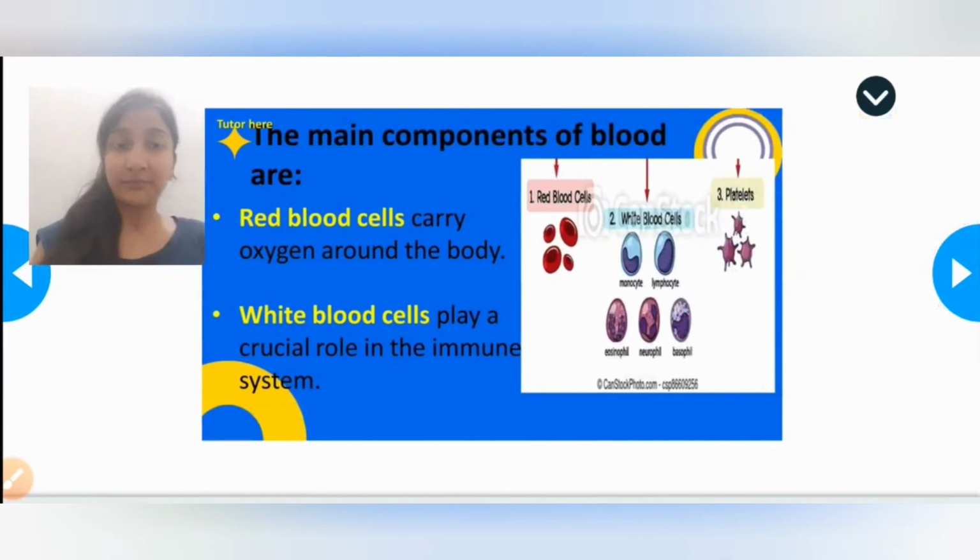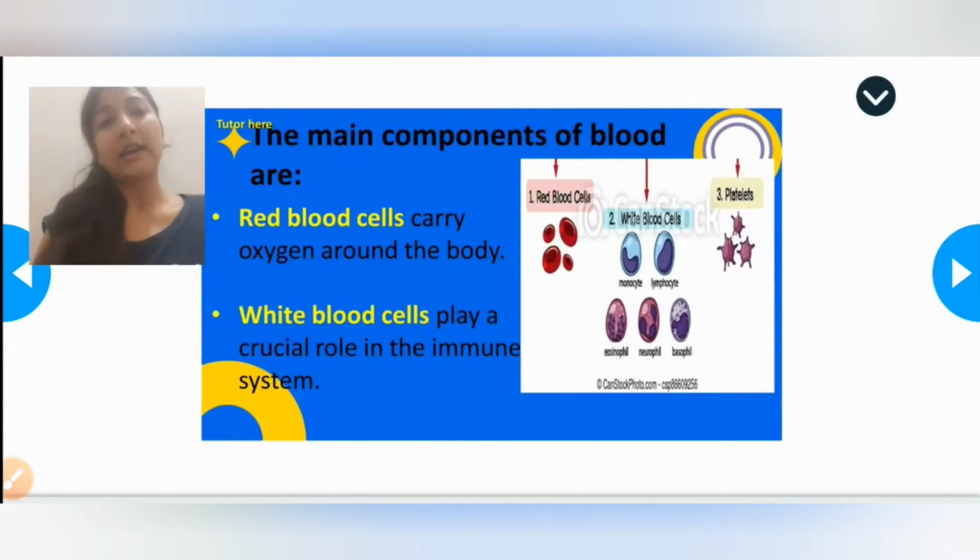So, what are the main components of blood? Do you have any idea? These are the red blood cells, white blood cells, platelets and plasma. So, what are the red blood cells? The red blood cells carry oxygen around the body. White blood cells play a crucial role in the immune system.